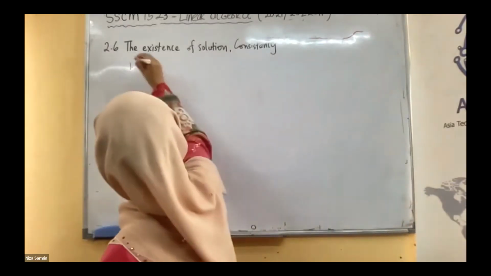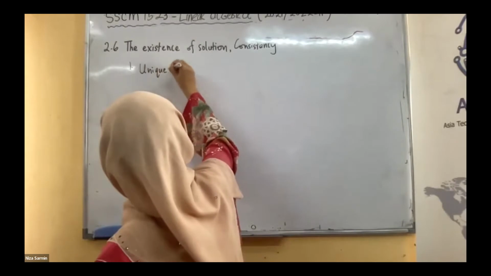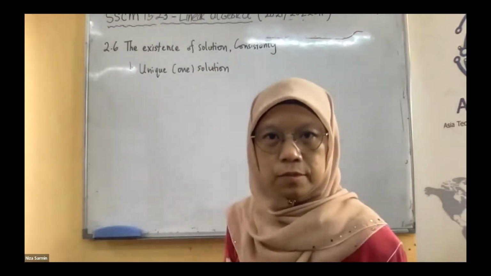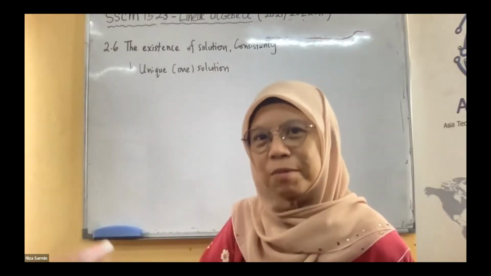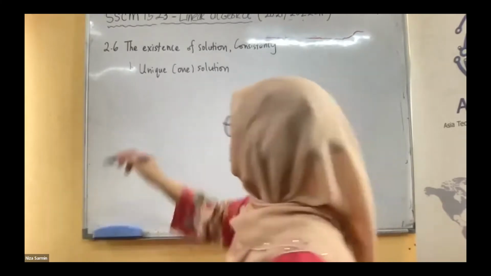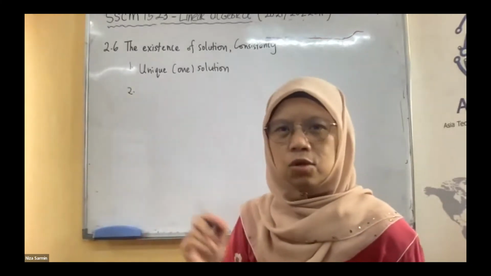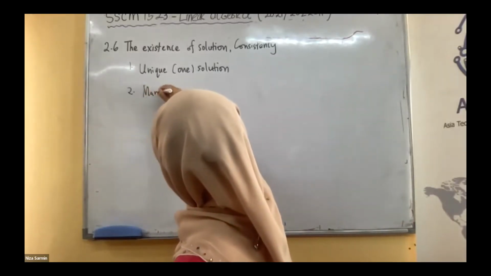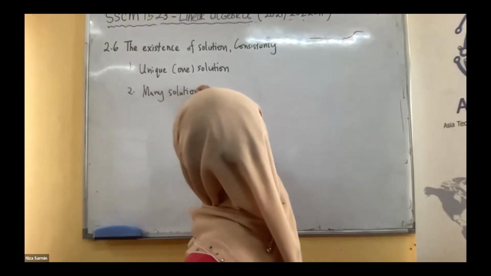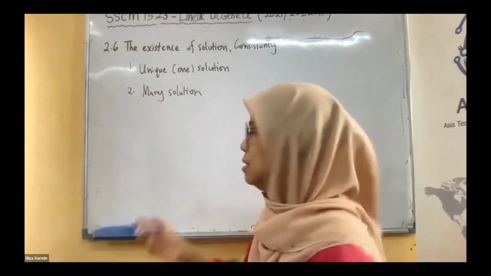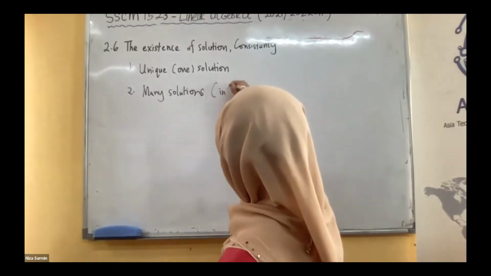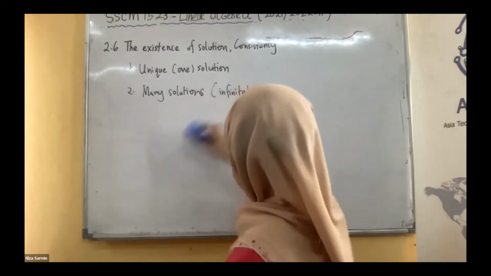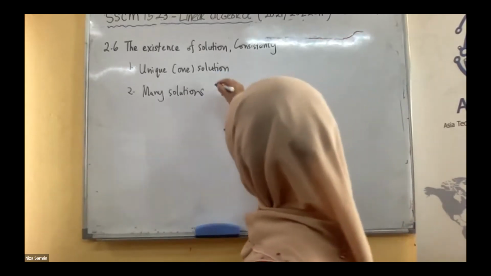So we have a unique or just one solution. We have seen this before, right? Using Cramer's, using inverse method, using Gauss and Gauss-Jordan, we can also get this. We can also have many solutions or infinitely many solutions. Many or infinite.